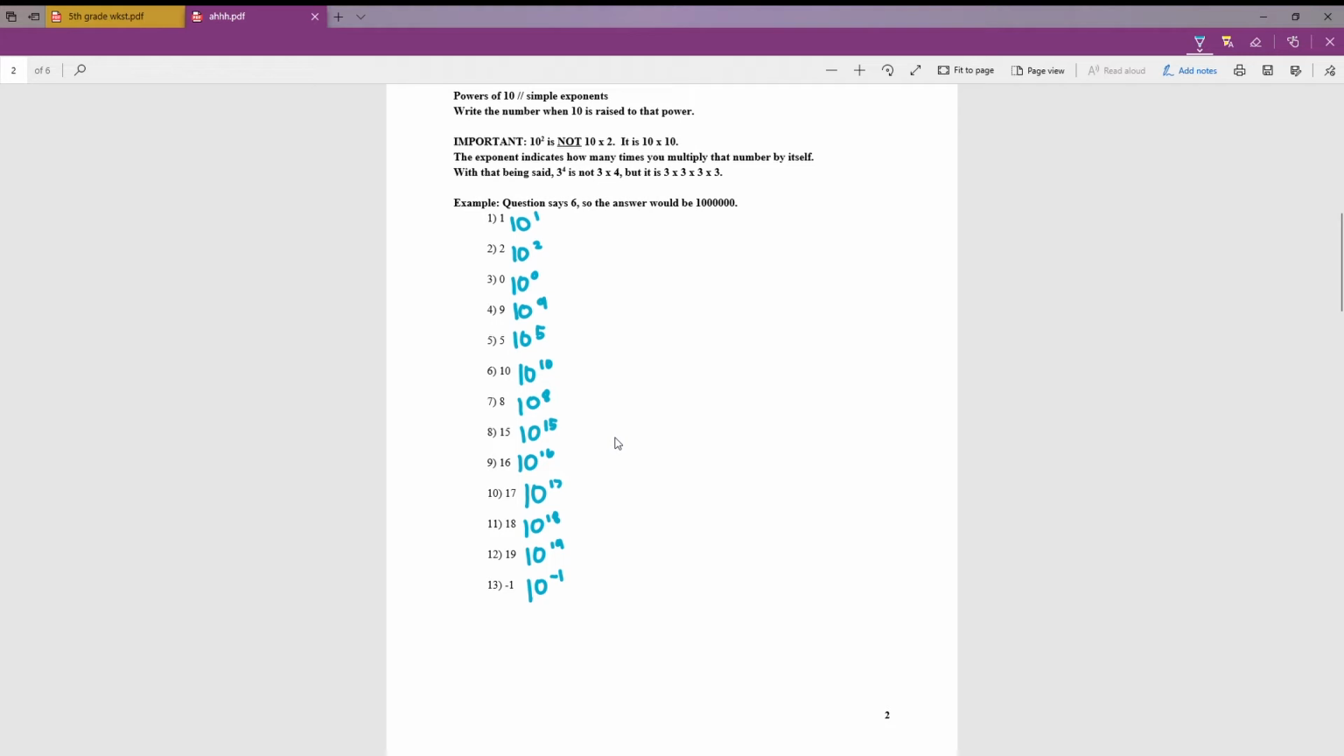So the questions might have confused some of you guys. So I wrote out what they are supposed to mean. So this 1 right here means 10 to the 1st power. And it's asking you what the answer would be. So the example says, if the question says 6, the answer will be 10 to the 6th power, which is this number right here. So you just need to solve whatever this says.